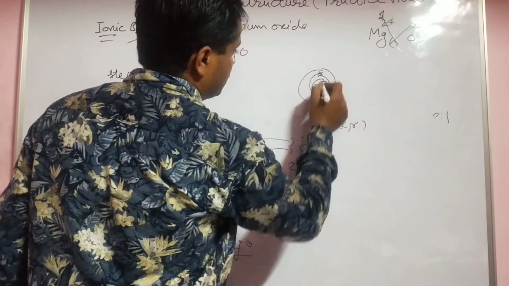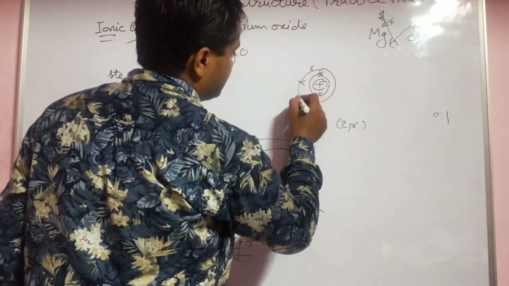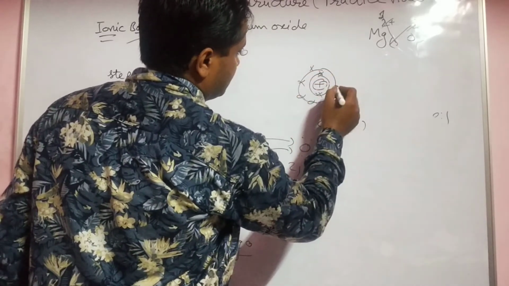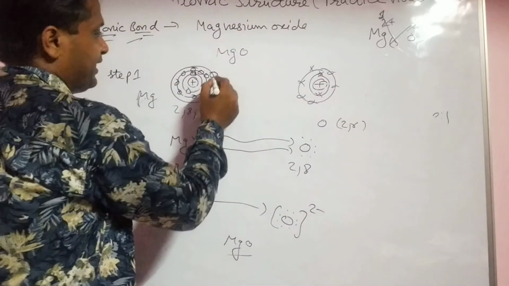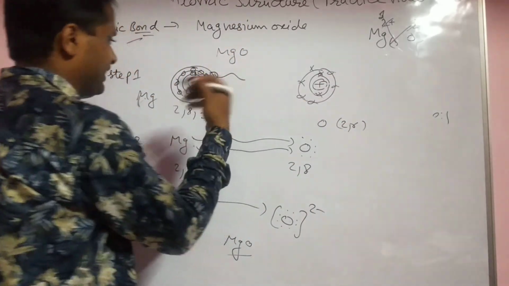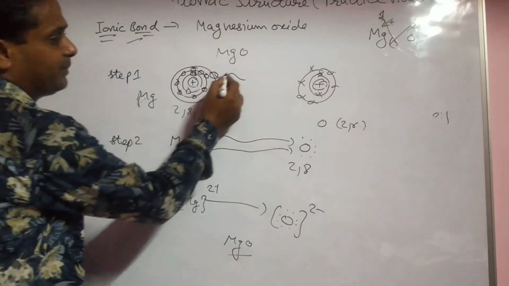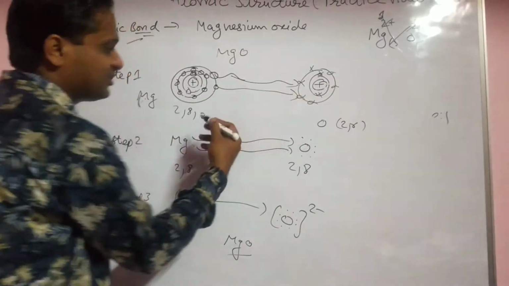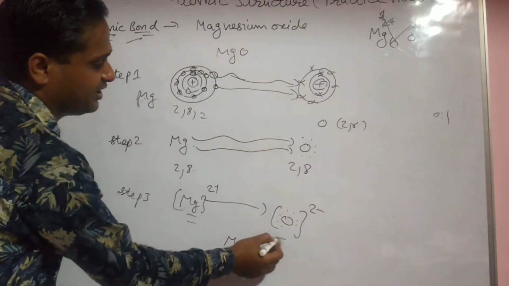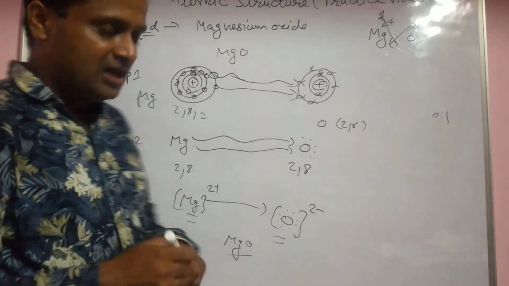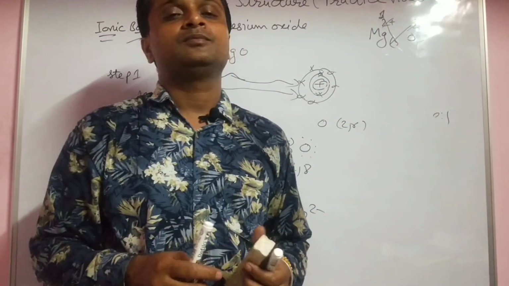2 cross. Here we use another symbol. And in the second step, you again show the losing of the 2 electrons. In the last step, you show the charge like this. Then you are able to form magnesium oxide.